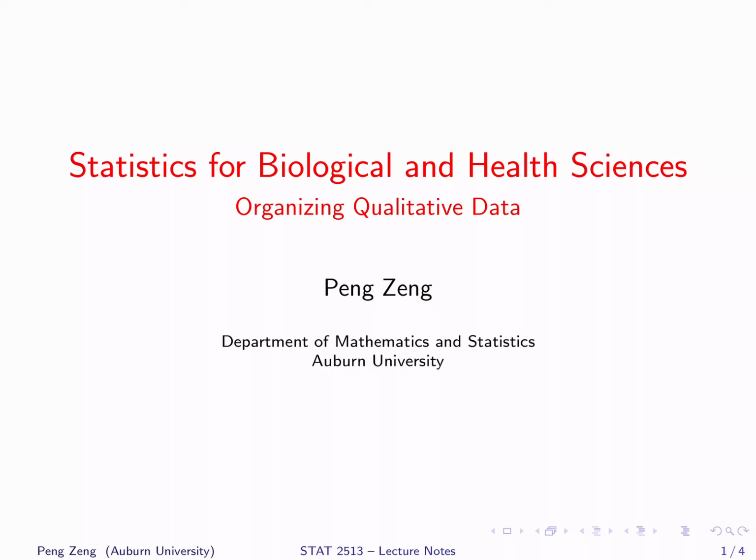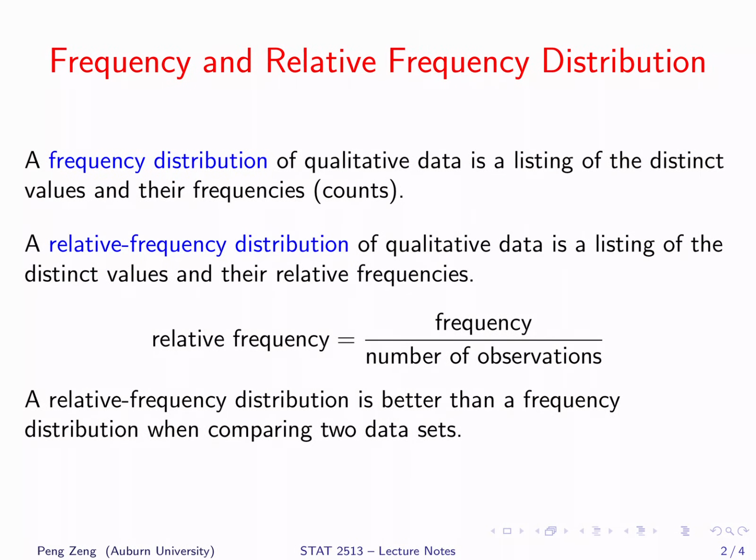Hello, in this class, we will discuss how to organize qualitative data. A frequency distribution of qualitative data is a list of the distinct values and their frequencies. Frequencies are also called counts. A relative frequency distribution of qualitative data is a list of the distinct values and their relative frequencies.